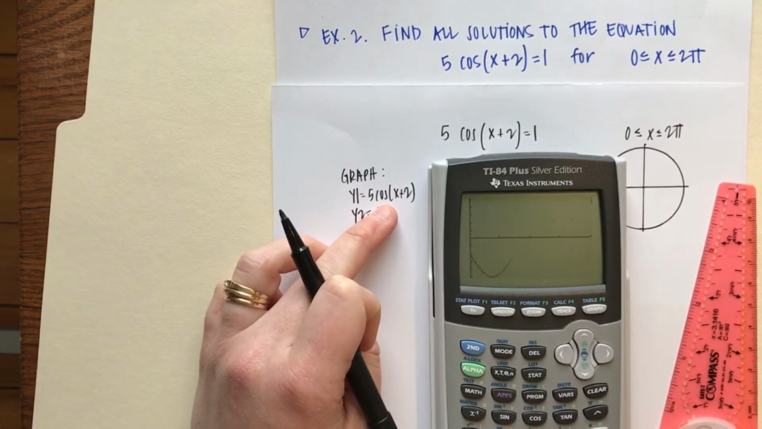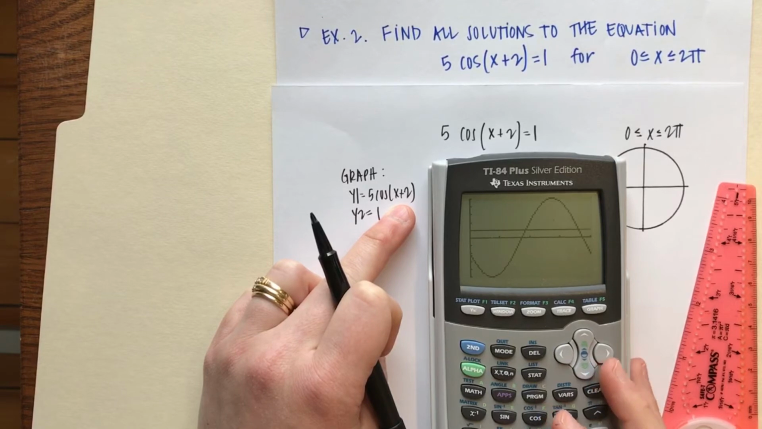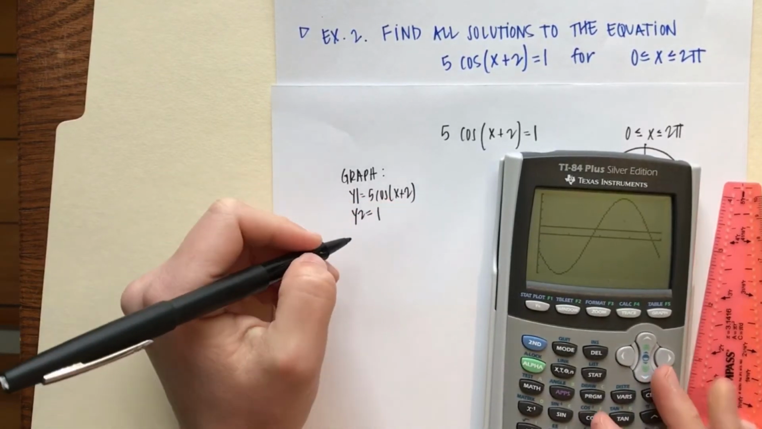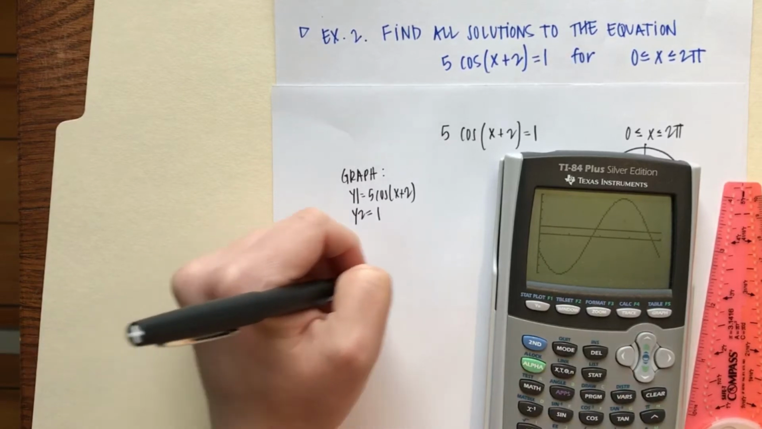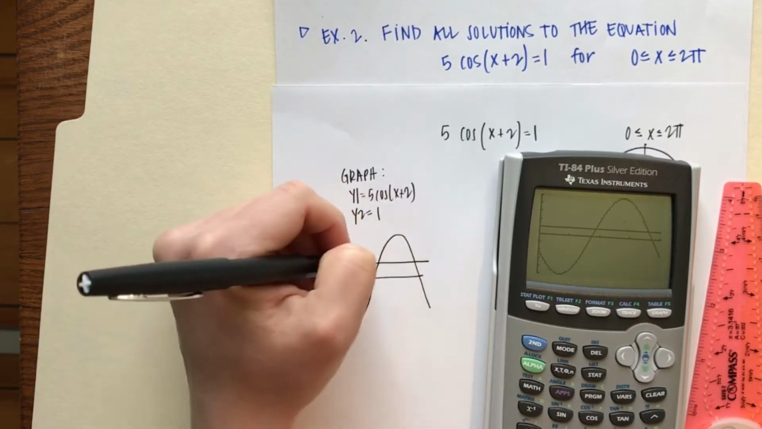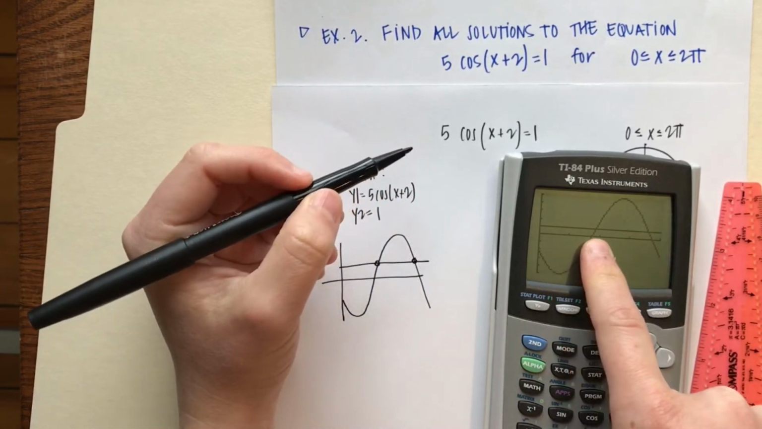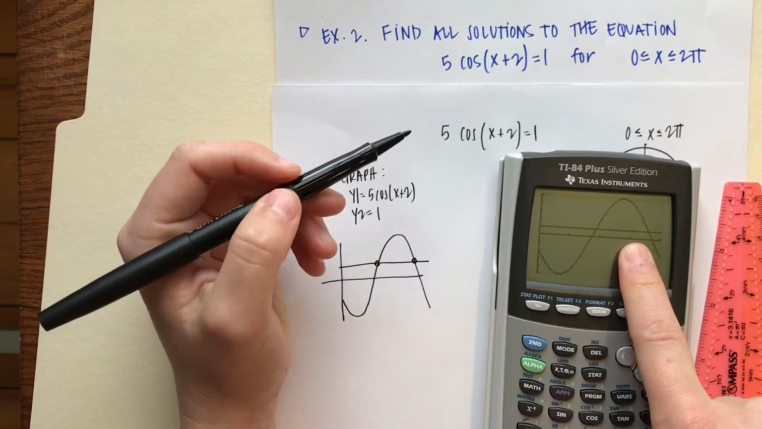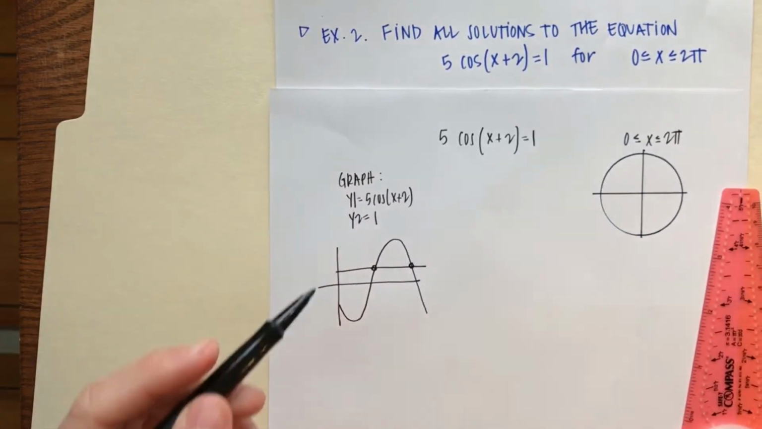So graphically, I see a shifted cosine curve, shifted 2 units to the left. I'm still in radian mode, and I get a graphical intersection at 2 places. So I should expect, I'm just going to sketch this curve with not much precision, 2 solutions, right? If this is pi halves, pi, 3 pi halves, 2 pi, somewhere between there. Let's solve it out graphically.